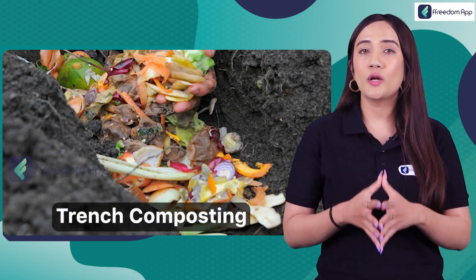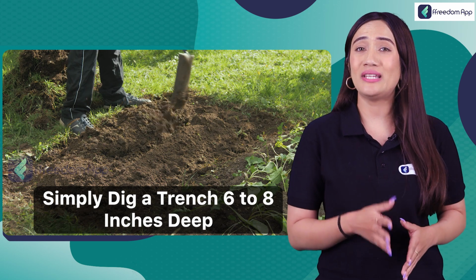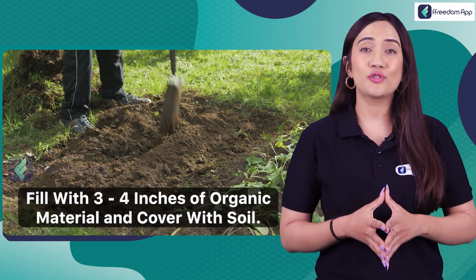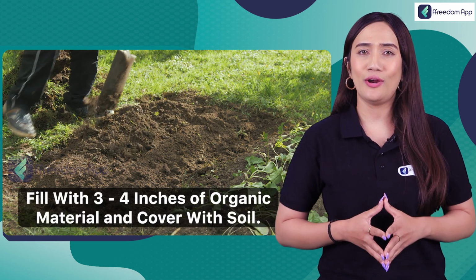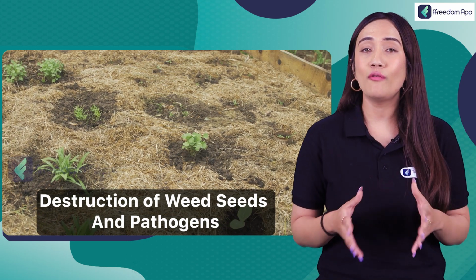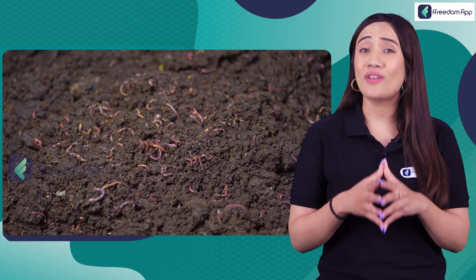Moving forward, let's talk about trench composting. Trench composting is simple. Simply dig a trench 6 to 8 inches deep, fill with 3 to 4 inches of organic material, cover with soil, wait a few weeks and plant directly above the trench. This process does not favor the destruction of weed seeds and pathogens, and the composting process can be relatively slow.